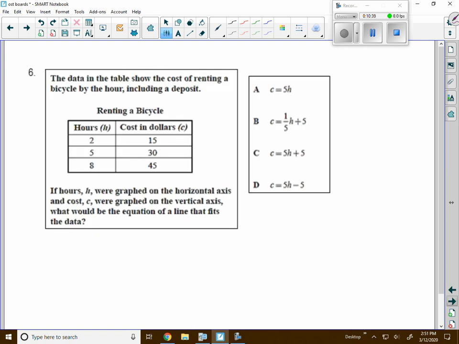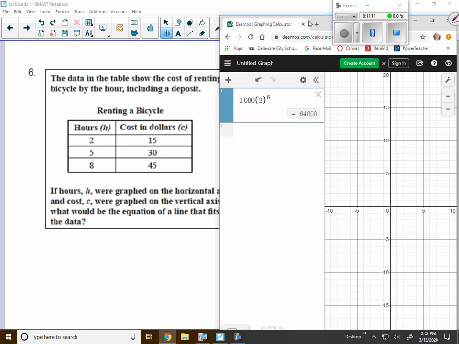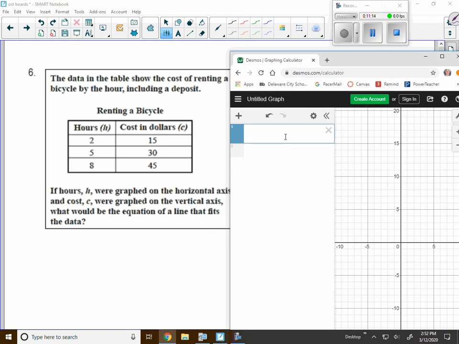All right, number 6, it says the data in the table shows the cost of renting a bicycle by the hour, including a deposit. If hours H were graphed on the horizontal axis and cost C were graphed on the vertical axis, what would be the equation of a line that fits our data? I think the easiest way to do this problem is to just plug everything into Desmos. We could definitely do this by hand, but Desmos will not fail us here.